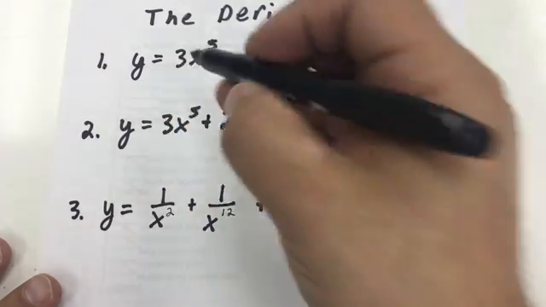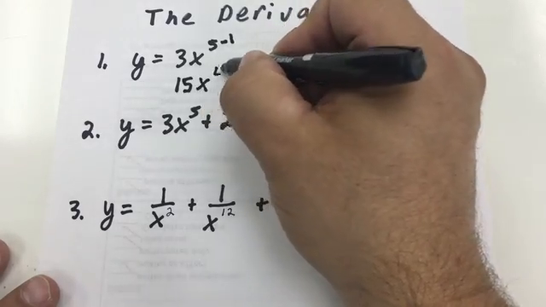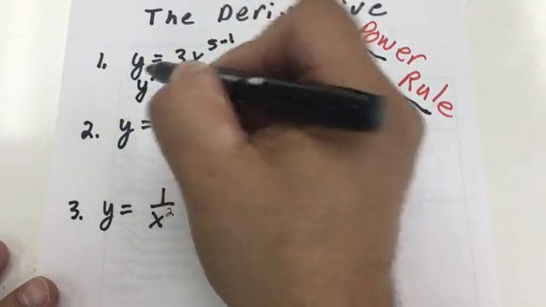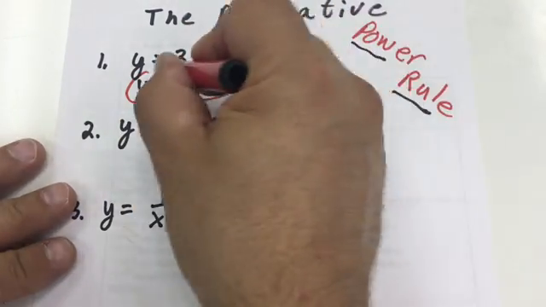So 5 times 3, that will give me 15. And then you subtract 1 from that exponent. So that'll give me 15x to the 4th. And a way of saying that you've taken the derivative is, not y, that's y prime equals 15x to the 4th. And that's pretty quick. You just found the derivative of 3x to the 5th.